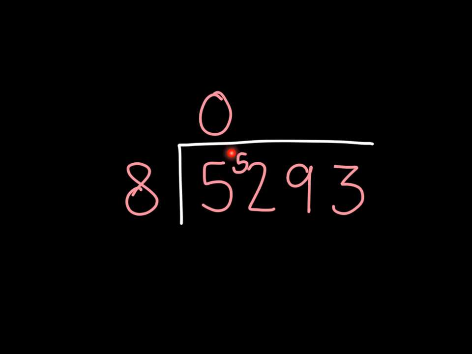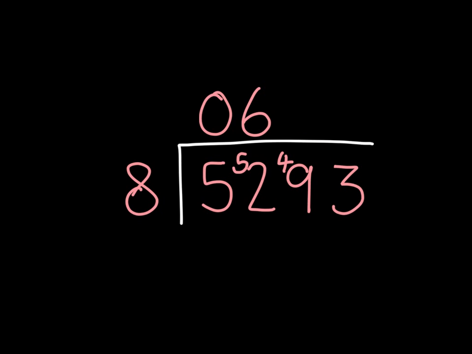Now I look at 52. How many times will 8 go into 52? Well, I know that 8 times 7 is 56, but that's too much, isn't it? So 8 times 6, which is 48, is what I'm going to be thinking of here. So 8 times 6 is 48. The remainder between 48 and 52 is 4, which I'm going to place just here.